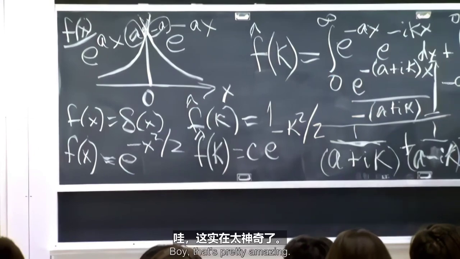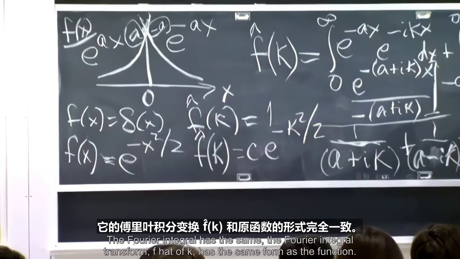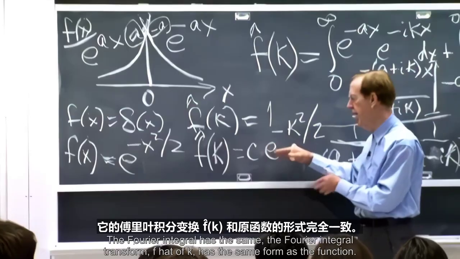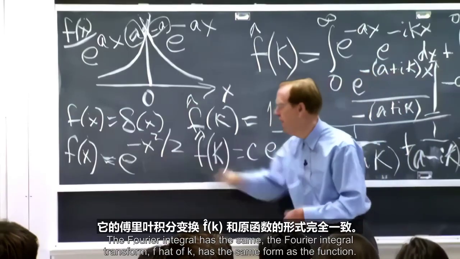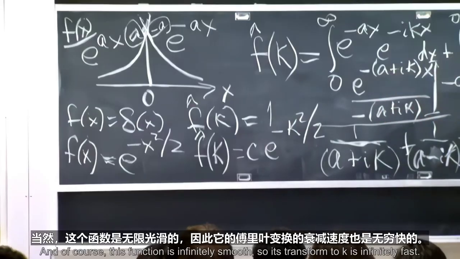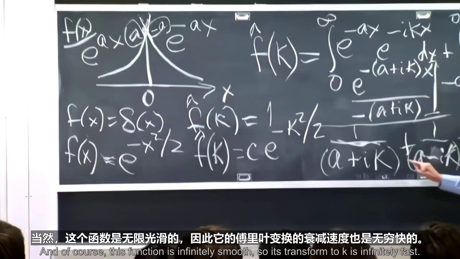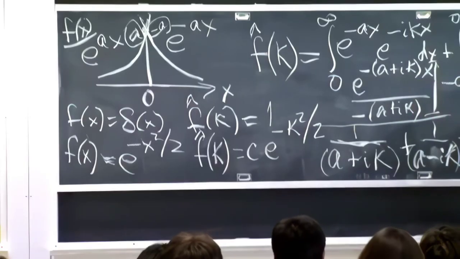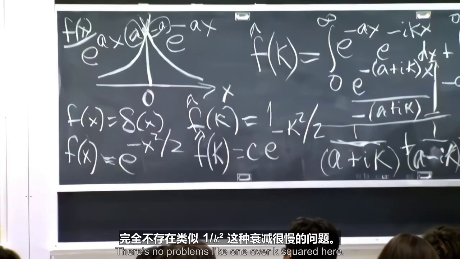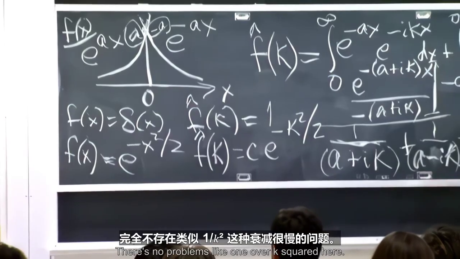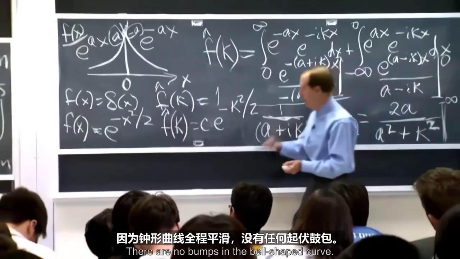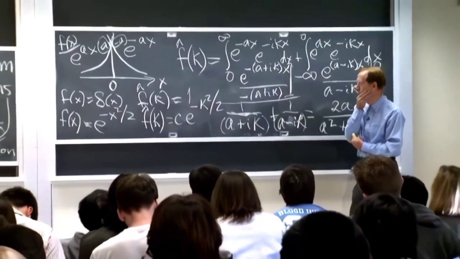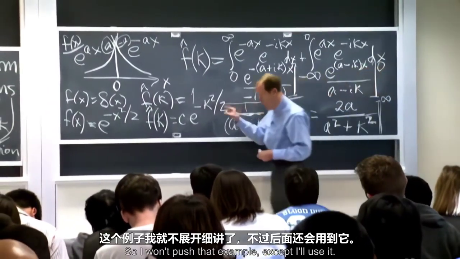Boy, that's pretty amazing, right? The Fourier integral transform, f hat of k, has the same form as the function. And of course, this function is infinitely smooth, so its transform decays infinitely fast. There's no problems like 1 over k squared here. There are no bumps in the bell-shaped curve. So I won't push that example, except I'll use it.